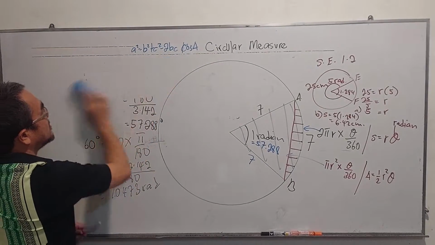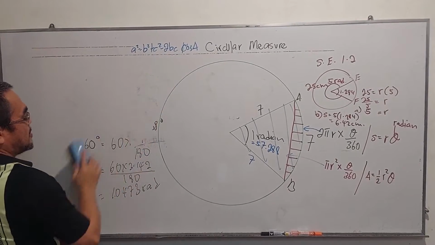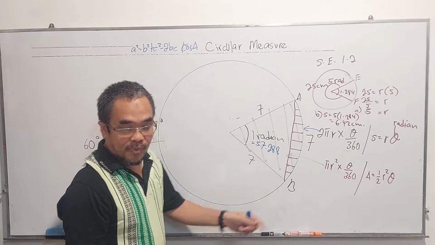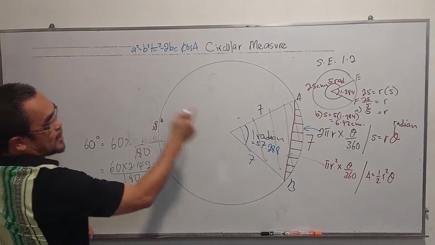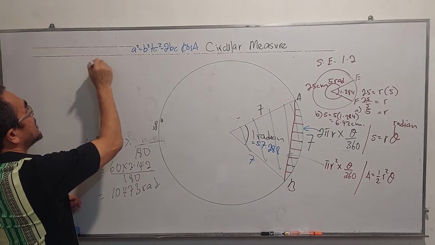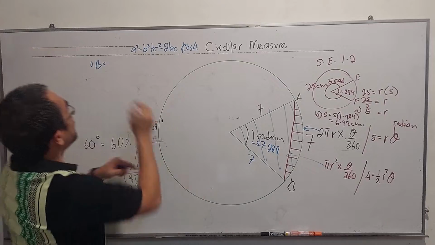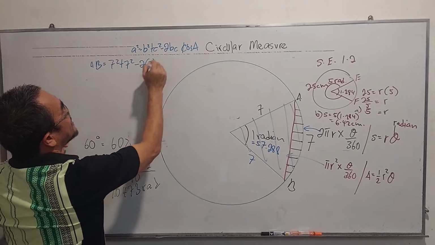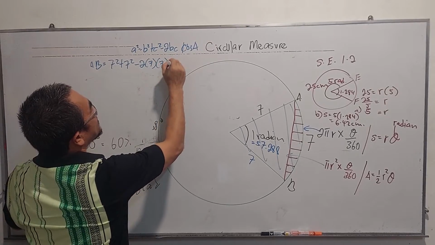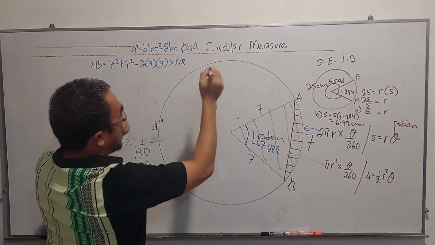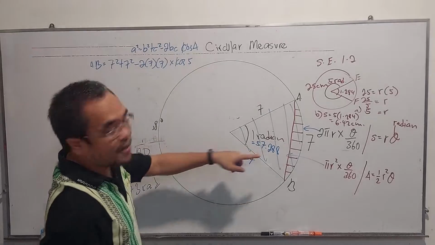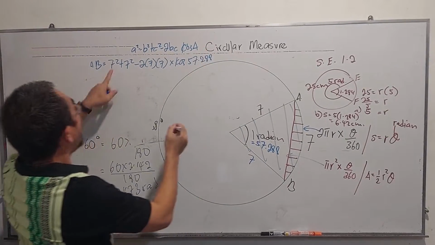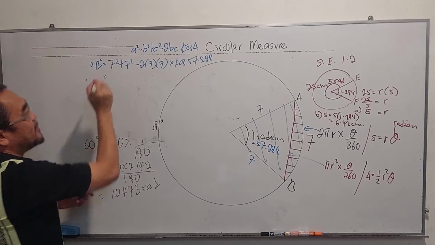Okay, so with cos A you can find the length of here. So AB is 7 squared plus 7 squared minus 2 times 7 times 7 times cos. This one you have to use the angle in degrees, 57.288, and you find the square root of the value.